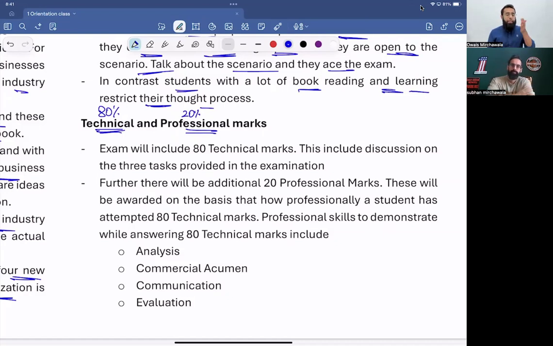The examiner says that 80% of the marks are for technical knowledge and 20% of the marks are for professional skill. Now, what is professional skill? While attempting these 80% marks, you have to demonstrate, listen to me, how professionally you present it. Now, what do you mean by this?